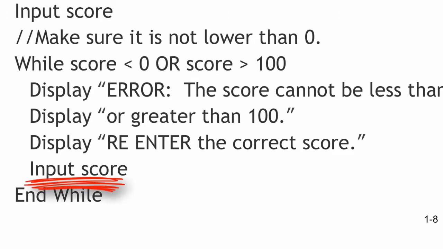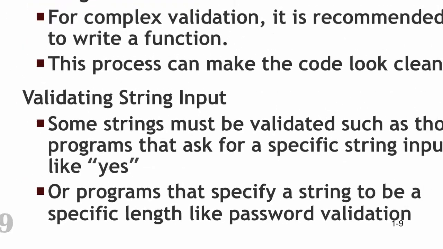Notice that the input score in the 4th line down is the same as the input score down here at the bottom of the loop. If that is satisfied when the individual puts the number inside that range in the score variable, it goes to the end while, and we're done with that validation loop.